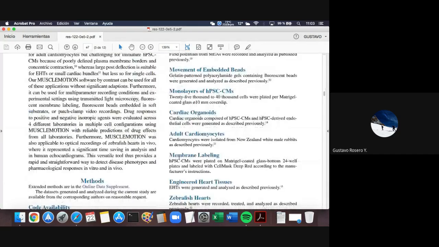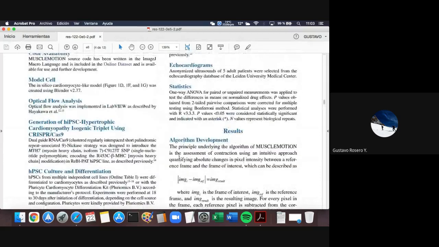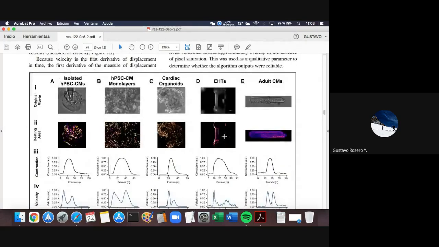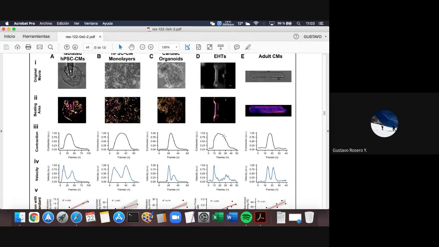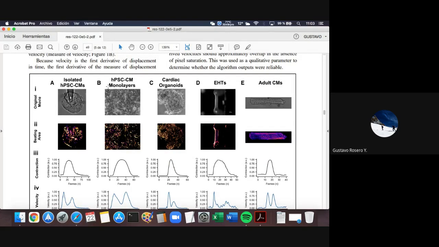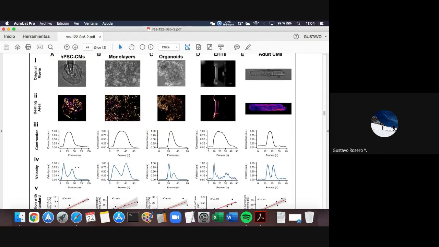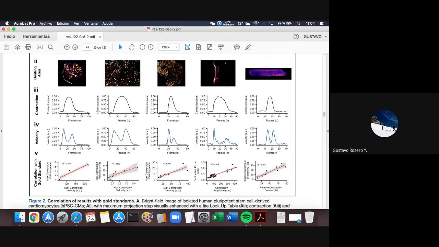Okay, to standardize this method, as I told you, they use this first image and image reference, and the final image results. They standardize with different types of cardiomyocytes. First, they use isolated cardiomyocytes in monolayer, in organoids, and in patients, and they use the algorithm, and this is the contraction in this case, and in different cases, and this is the result of the algorithm that they get.